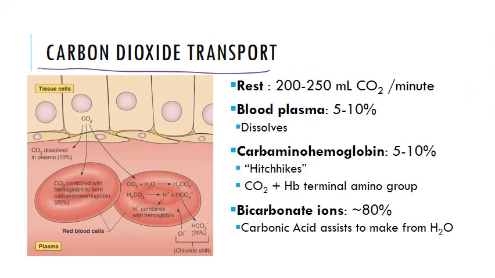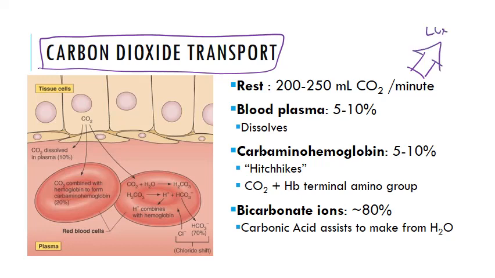So this lecture wouldn't be complete without talking about carbon dioxide transport, and we're going to do this fairly quickly. So every minute about 200 to 250 milliliters of carbon dioxide is produced by a resting adult, and honestly this needs to be released as quickly and efficiently as possible to the lungs. It needs to be transported. So carbon dioxide is transported in the blood 3 different ways: dissolved in the plasma, attached to an amino group, and then also as a bicarbonate ion.